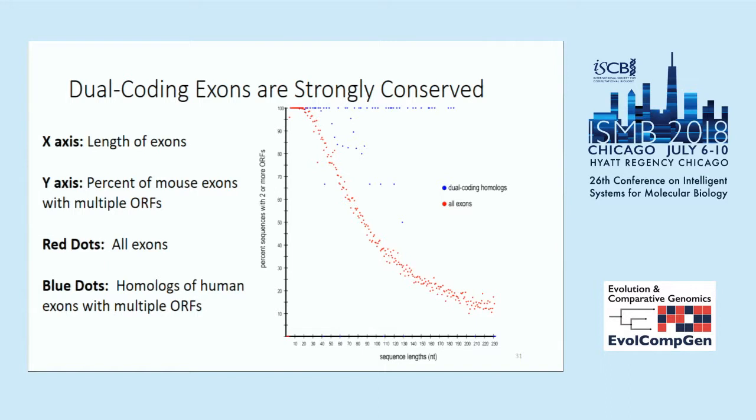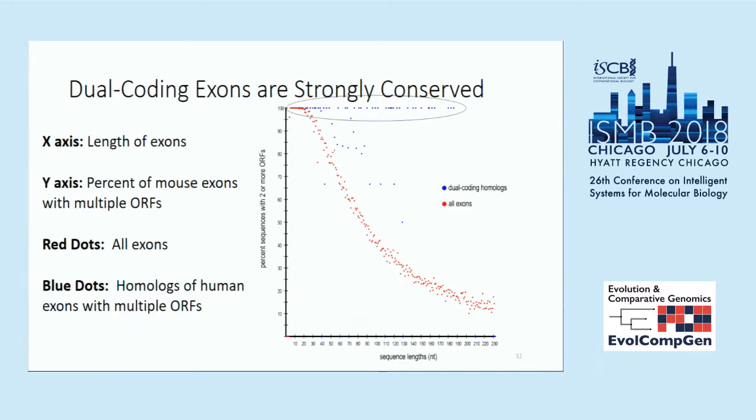And we see, as we'd expect, that the percent of mouse exons with multiple open reading frames decreases with sequence length, because it becomes more and more likely as you increase the length of the sequence that the 2 alternative reading frames will have a random stop codon in them.